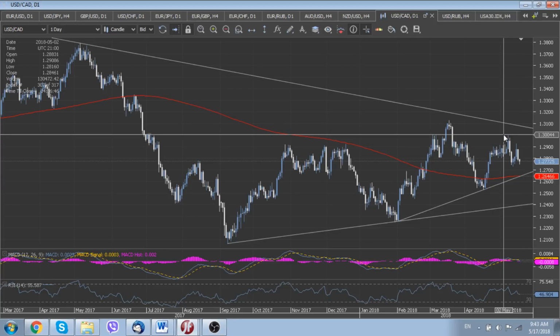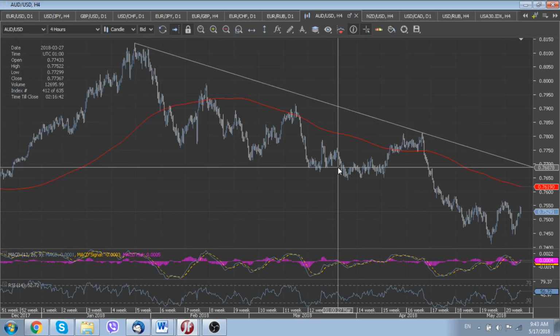The Australian dollar: here we have rather good, from our point of view, Australian economic numbers overnight. The Australian unemployment rate ticked a little bit higher, but the absolute number of new workers exceeded the market's expectations, and from that point of view, the Australian dollar should remain buoyant in the nearest future.